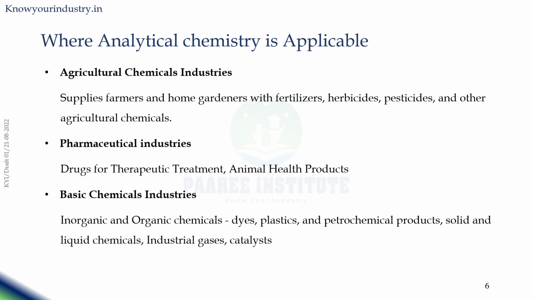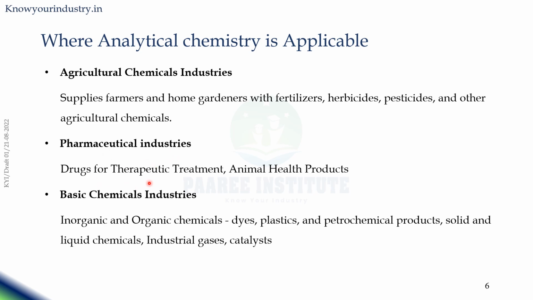In this slide, we are going to see the applications of analytical chemistry, where it is widely used. For instance, agricultural chemical industries. So what do the agricultural chemical industries do? They supply farmers and home gardeners with fertilizers, herbicides, pesticides and other agricultural chemicals. We test these products through analysis using many instruments.